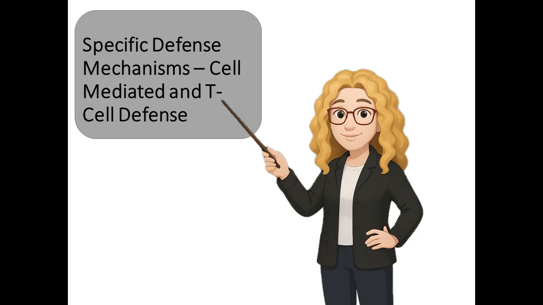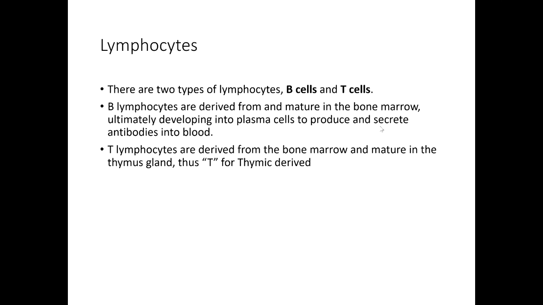To start with, let's define that when we're talking about specific immunity, the main players are going to be our lymphocytes. And we talk about two different lymphocytes, B cells and T cells. B cells get the term B from the term Bursa fabricius, and that's just because it was first discovered in avian or bird. T cells get the T from the word thymus because they're thymic derived.